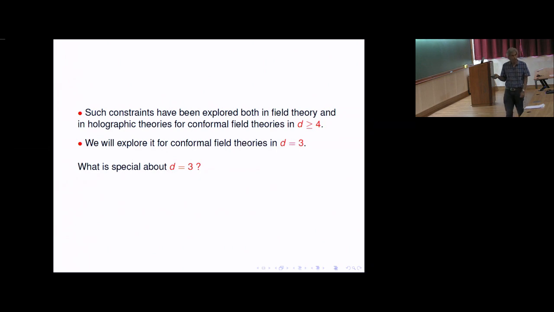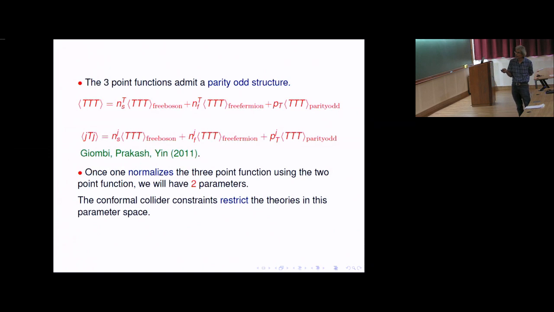And what's so special about D equals 3? What happens is that this breakup, which I mentioned, that it breaks up into free bosons and free fermions, there's a parity odd structure here. Okay. Similarly, for this, there's a parity odd structure here. It was found by these authors.